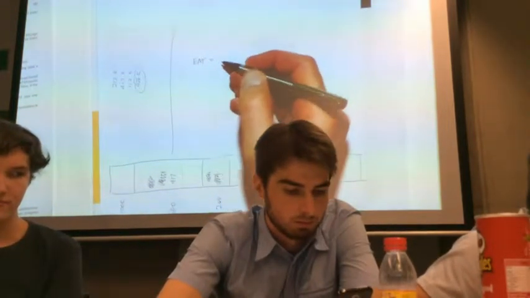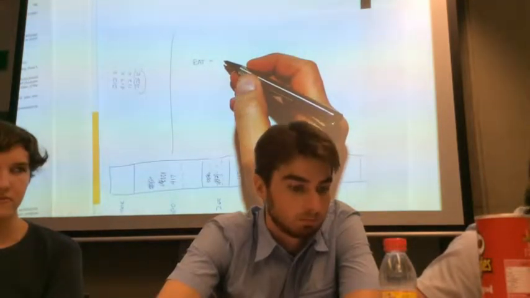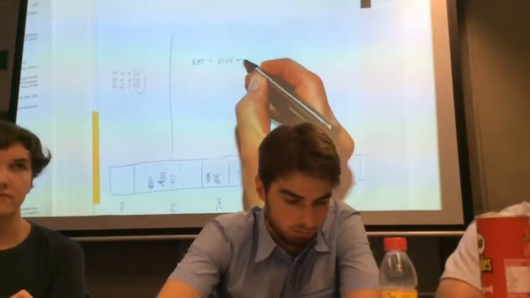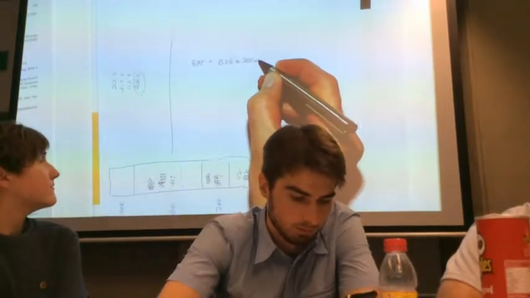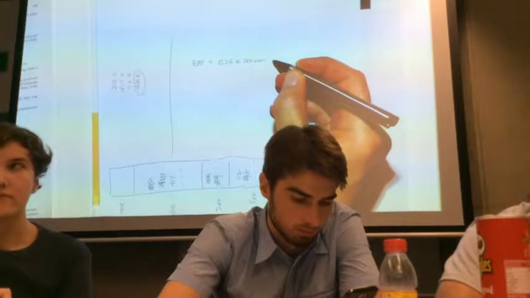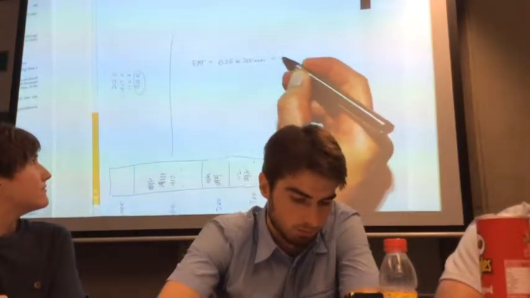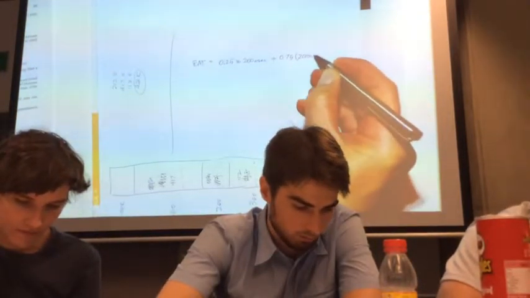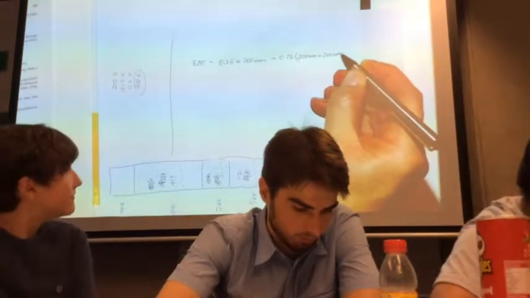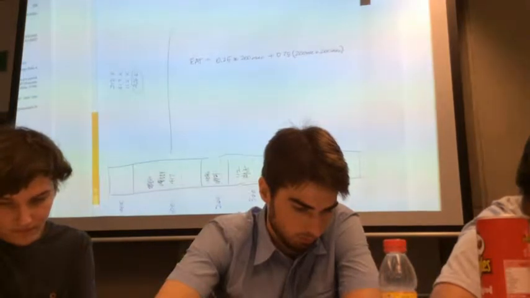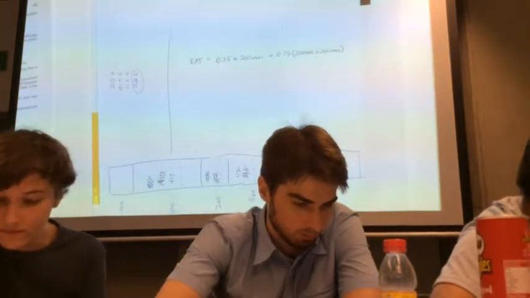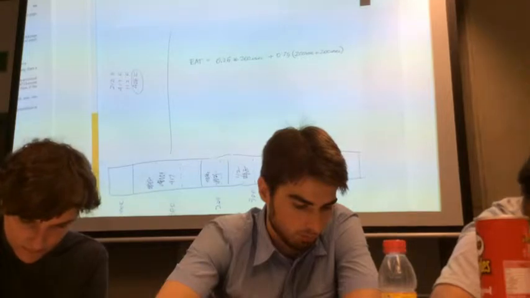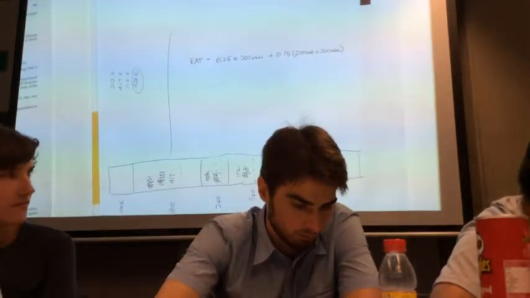Effective access time. So 75% of all page table references are found in the translation look-aside buffer. So that means 25% of the time we've got a 200 nanosecond time penalty. But the 75% of the time, we've got a 200 nanosecond penalty plus another 200 nanosecond penalty. Is that right?